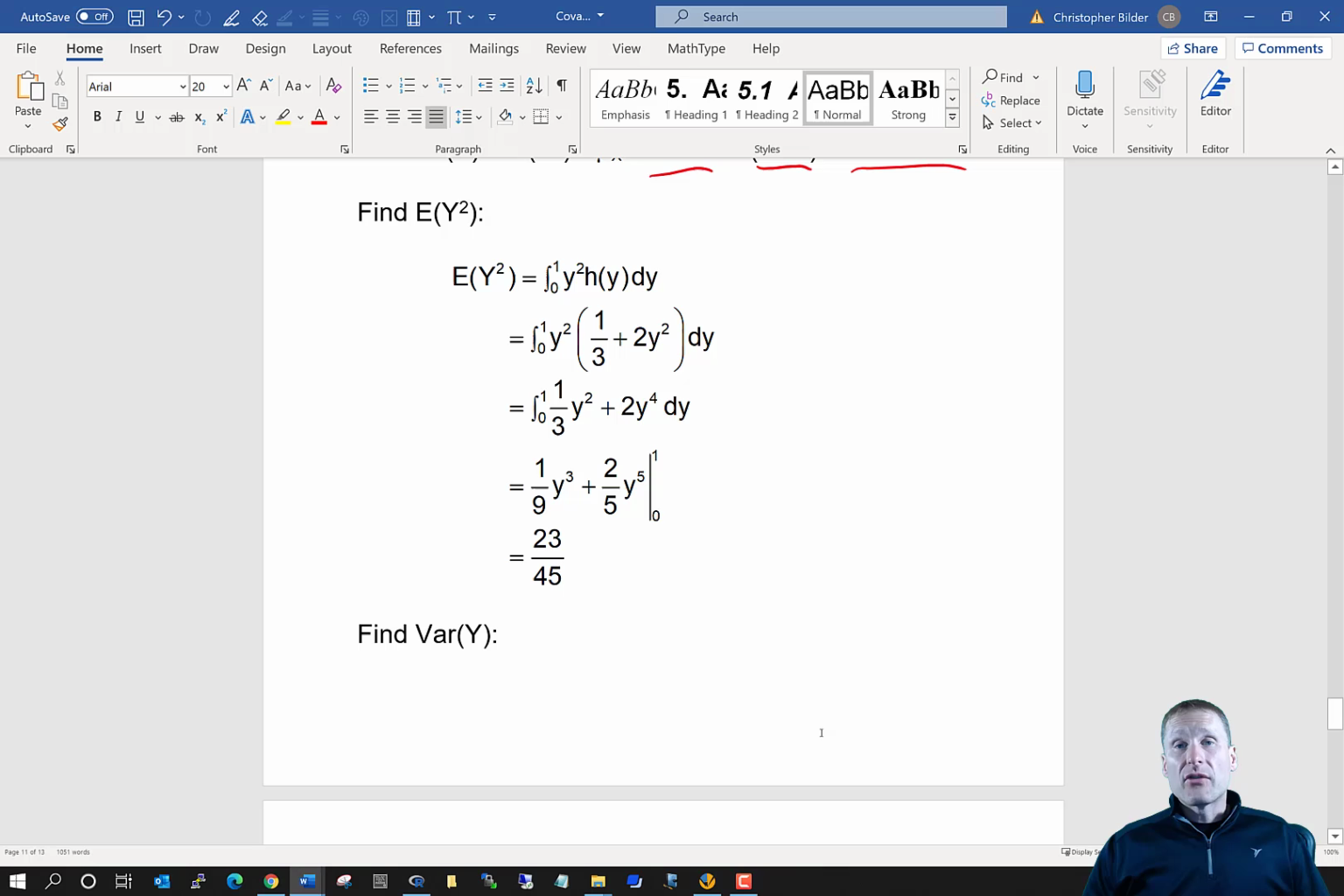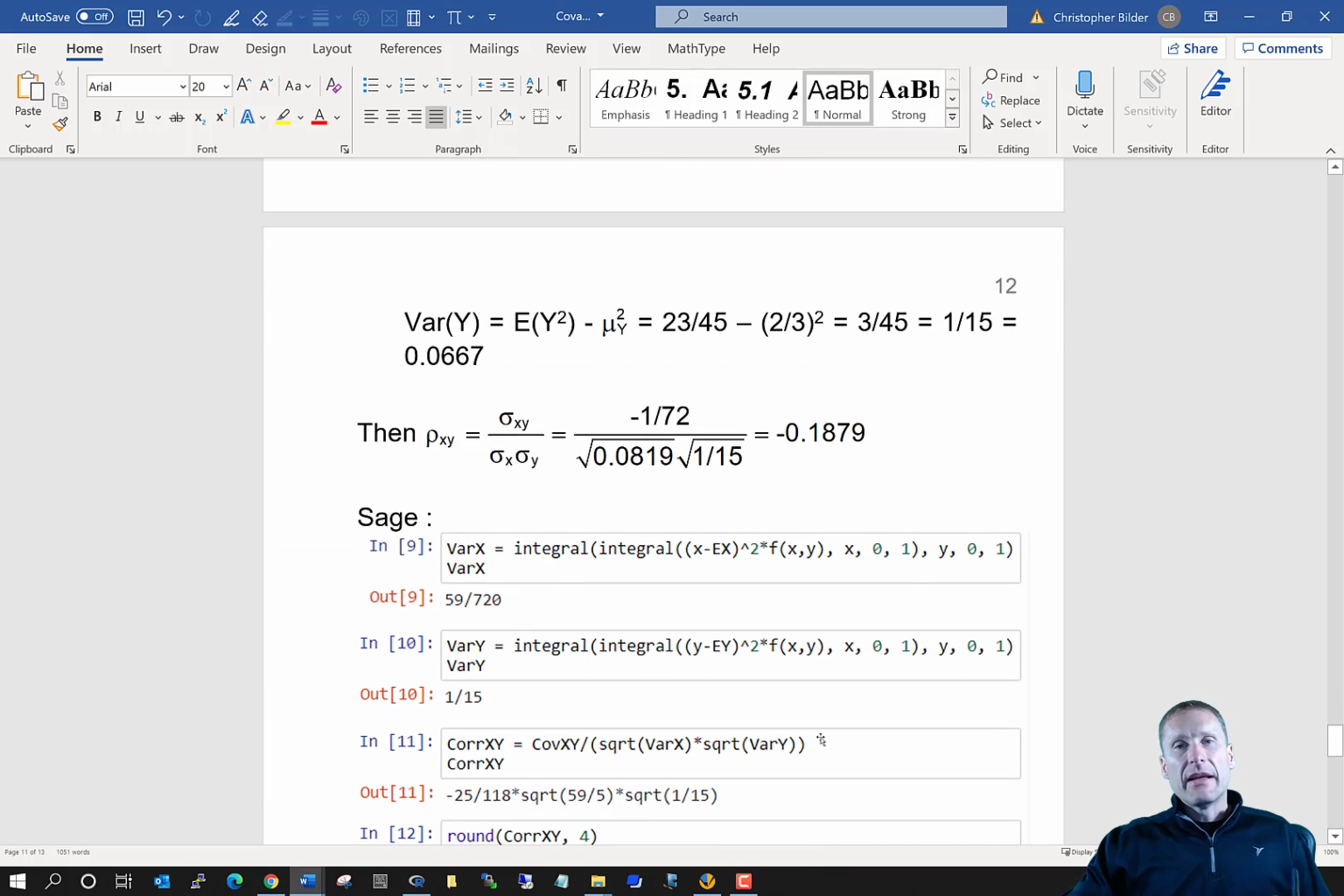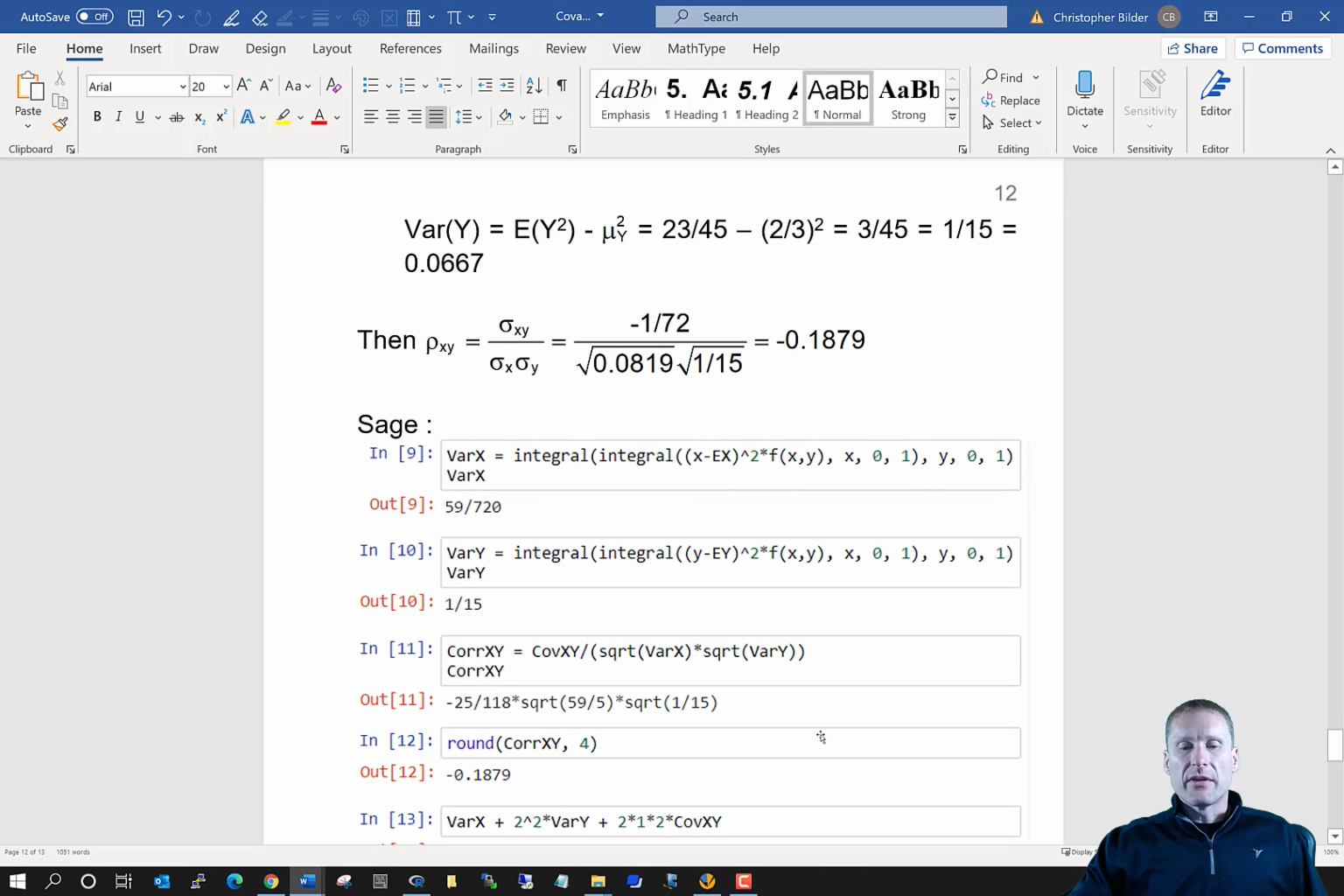I can go through similar steps as well to find the expected value of y squared, 23 divided by 45. Combine that with the expected value of y as well. The variance is 0.0667. So finally, let's put all this together. Here's my covariance. I'm going to divide by the square root of the variance of x times the square root of the variance of y, and I get negative 0.1879.